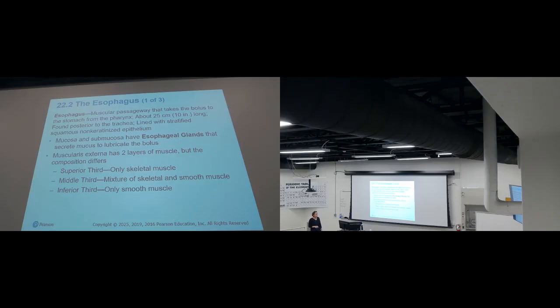And then remember, the superior third is made by skeletal muscle, like the inferior constrictor, and then the rest is going to be smooth muscle. So up to here, the swallowing of food is voluntary. After the middle third, the food goes directly into the stomach by peristalsis.